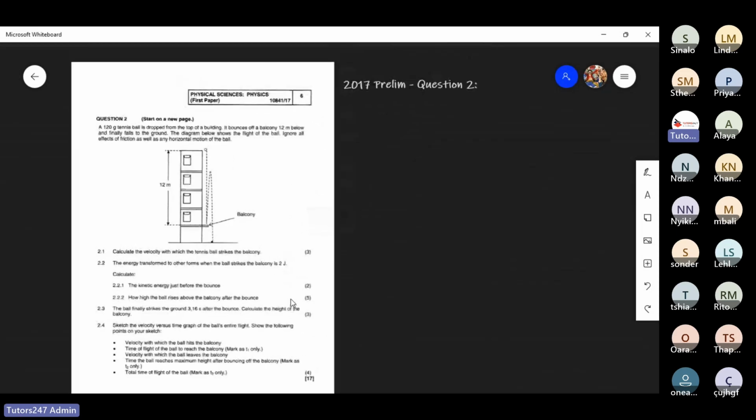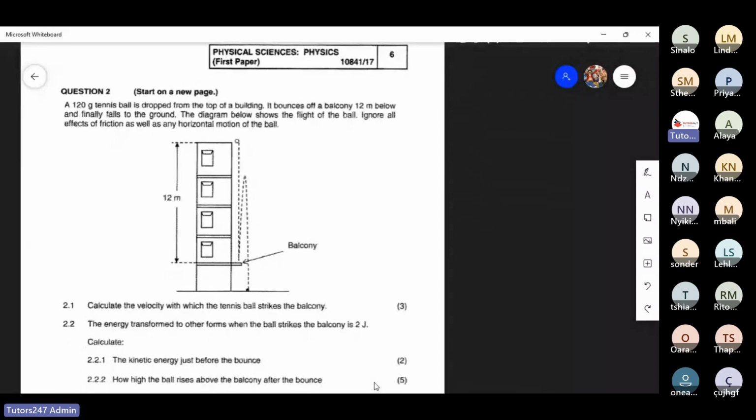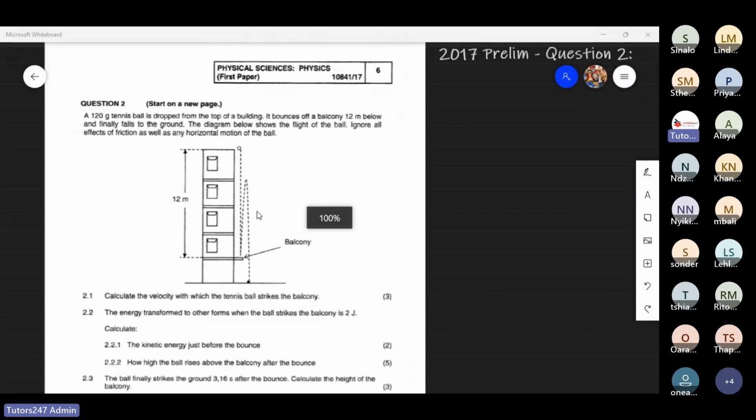So our first question is from a 2017 prelim exam paper. So we have question 2. Now question 2 states a 120-gram tennis ball is dropped from the roof of a building. It bounces off a balcony 12 meters below and finally falls to the ground. The diagram below shows the flight of the ball. Ignore all the effects of friction as well as the horizontal motion of the ball.